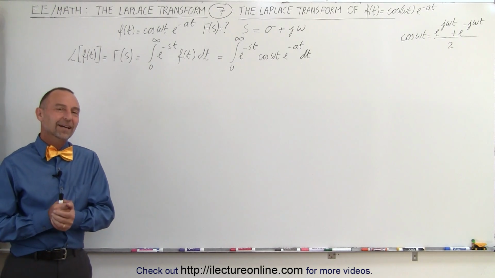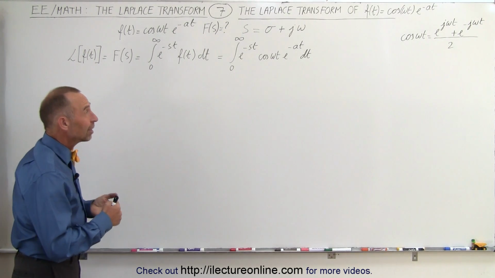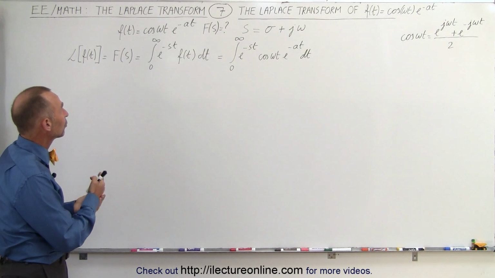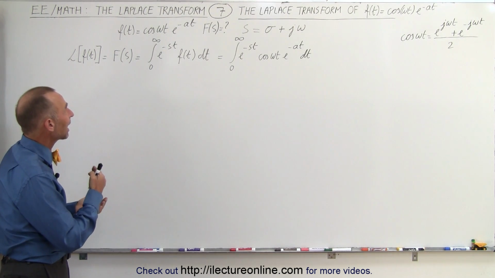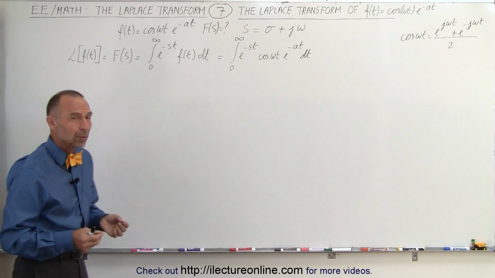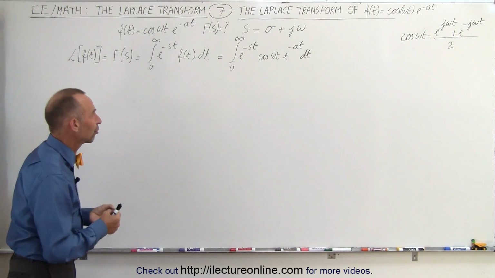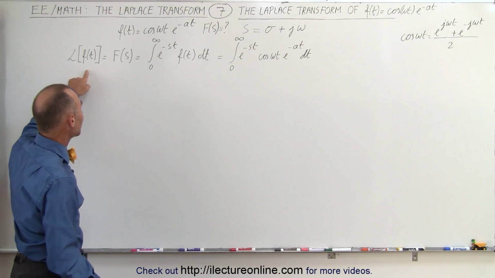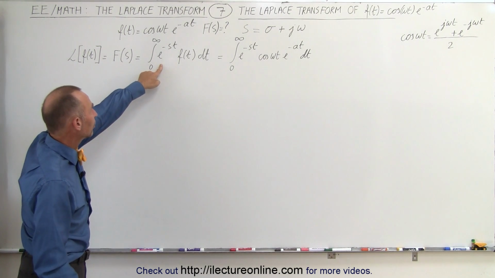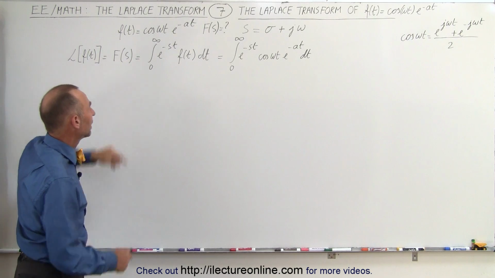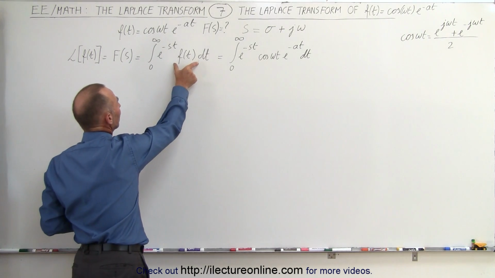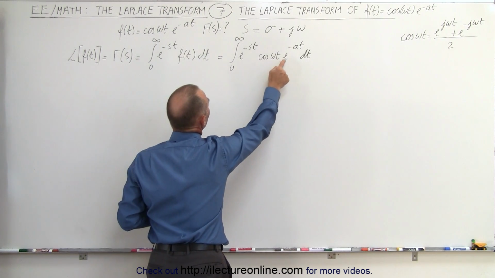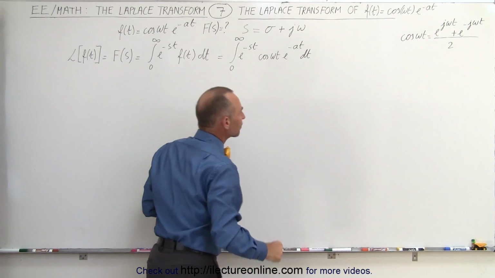Welcome to Electron. The next problem is a little bit more complicated. Here we have a function called f of t equals the cosine of omega t times e to the minus at, and we're trying to find the Laplace transform of that function. Again, here's the mathematical formula for the Laplace transform. And instead of f of t, we write what f of t is equal to, which in this case is the cosine of omega t times e to the minus at.